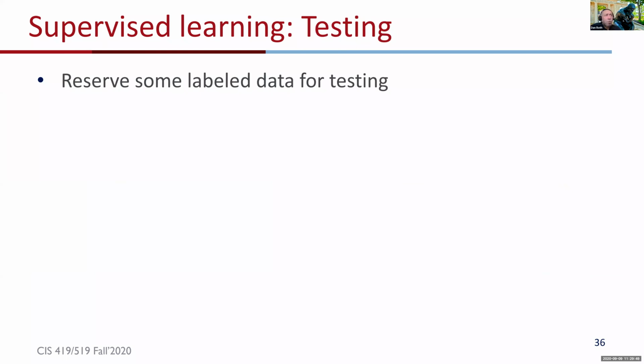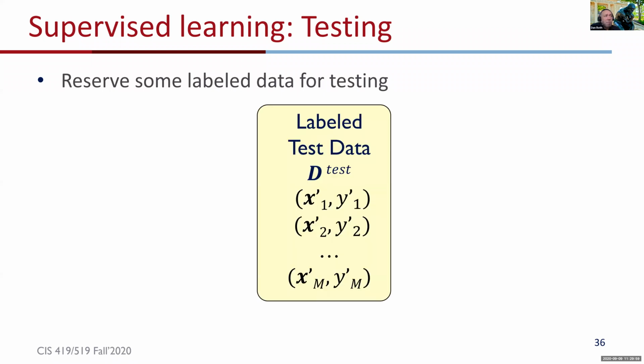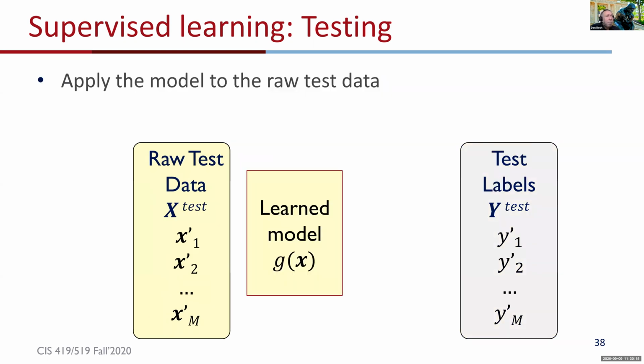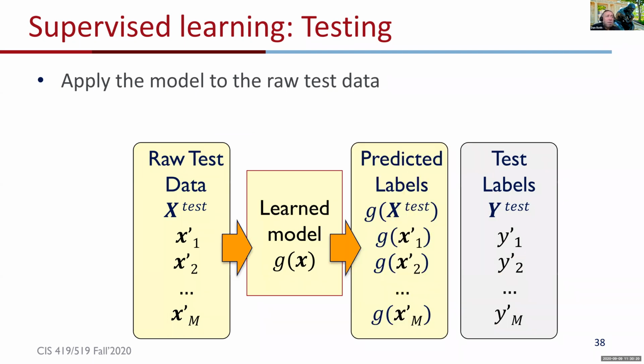Okay, so what is the protocol that we're going to do? After we're learning, first of all, we want to test, right? So we want to know how well we are doing. So we typically reserve some labeled data for testing. This is our test data. We know what the labels are, but we're not going to show this to the algorithm. So we're going to take the raw text data, only the X's. We're going to run the algorithm and test whether it agrees with the Y's that we held out. So this is our learned model. We're going to predict the label G of X and compare them to the Y's.